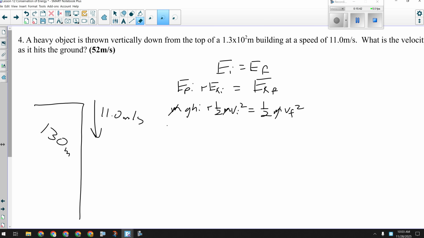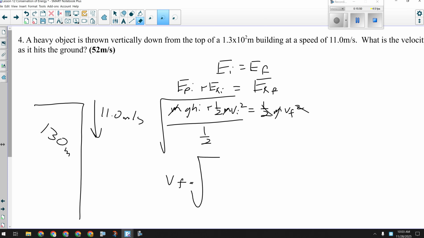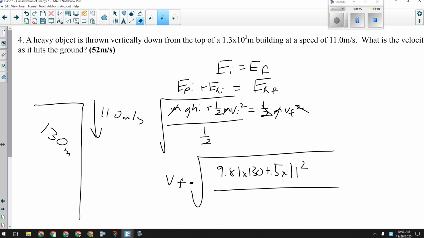So the mass is going to cancel. Then I'm going to move the 1/2 over here, and then I'm going to square root the whole thing to get VF. So VF will be the square root of 9.81 times 130 meters plus 0.5 times 11 squared, divided by 0.5. When we do that, we should get 52 meters per second.